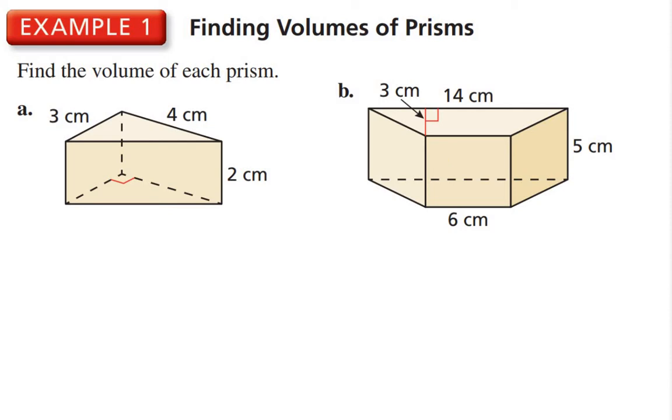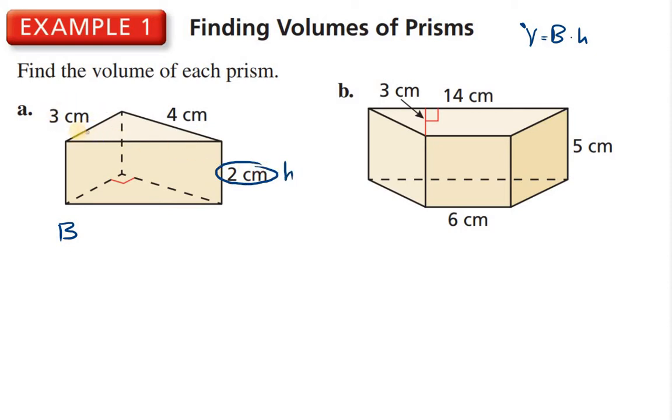All right, here's an example finding volumes of prisms. Remember, volume is base times height. So here, what's the base? This is a triangular prism, so the base is one of the triangles, and here's the right angle. We have to find the area of the base first and then multiply it by the height. So 2 is going to be the height of the prism.